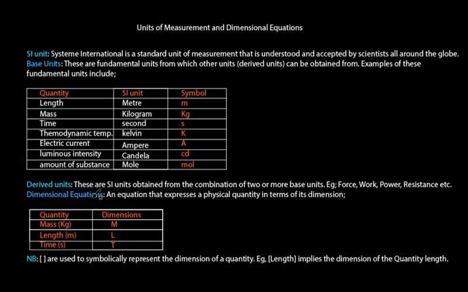A dimensional equation is an equation that expresses a physical quantity in terms of its dimension. So if we have a physical quantity and it is being expressed in its own dimension, then we call that a dimensional equation. The three fundamental units that we use in dimensional analysis include mass, length, and time. Mass has the dimension of M, length has the dimension of L, and time has the dimension of T.